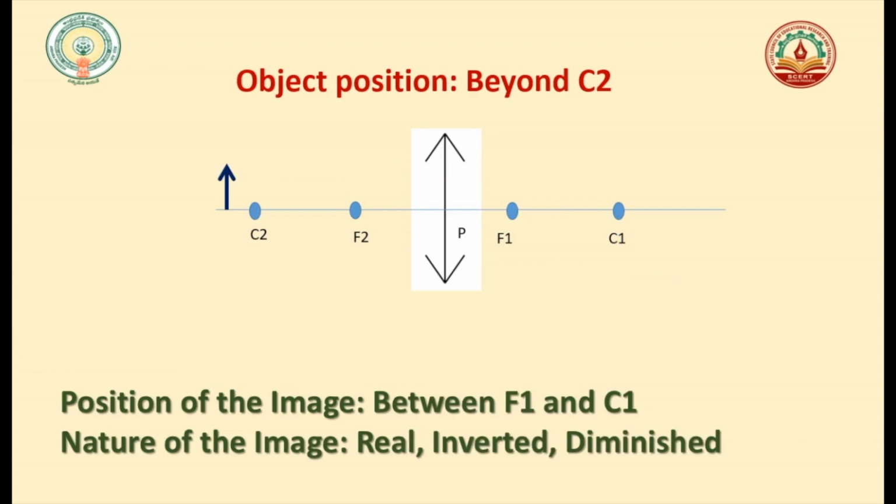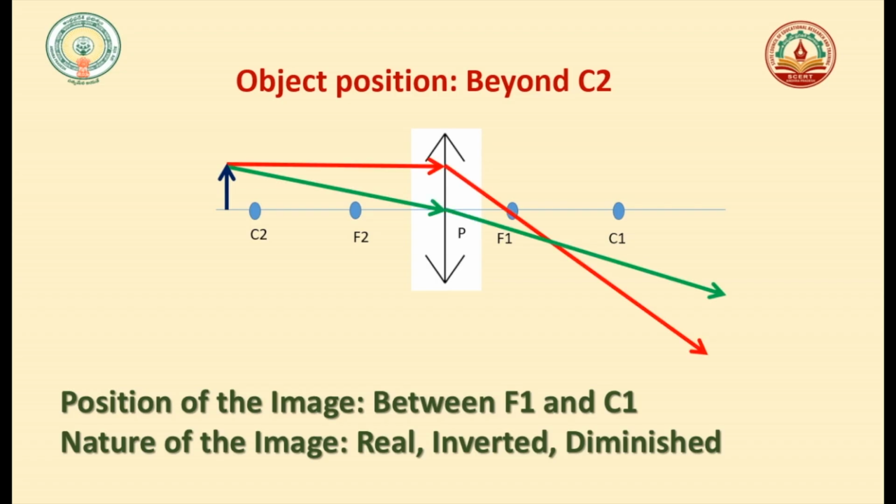When the object is kept beyond C2, we draw the first ray and the second ray from the point of intersection normal. If the object position is beyond C2, the image position is between F1 and C1 and the nature of the image is also real, inverted, diminished. Here you have to observe that in all the cases, we are drawing the same two rays. The first one is parallel to the principal axis and it is converging through focus. The second one is through pole.